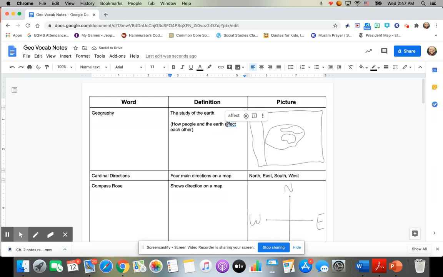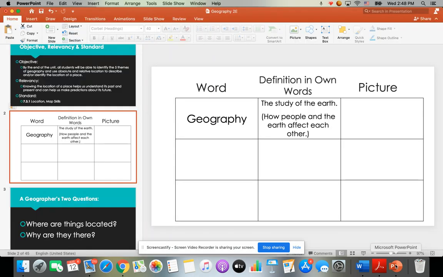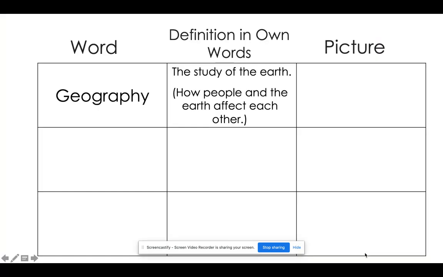And I'm not a language arts teacher. I used the wrong effect. There we go. I did it right there at least. Okay. So now we're back in our presentation.